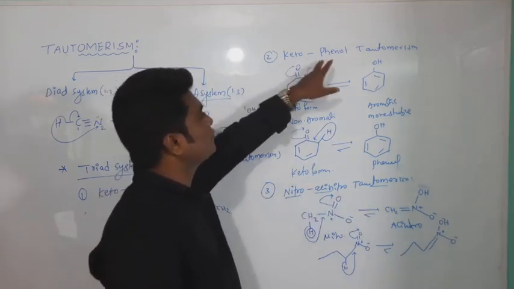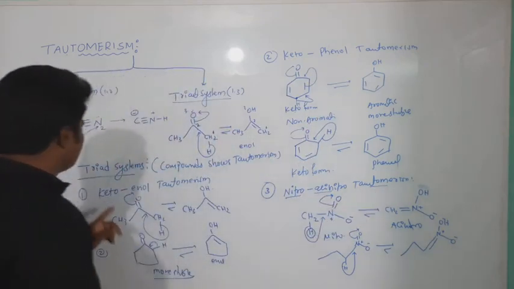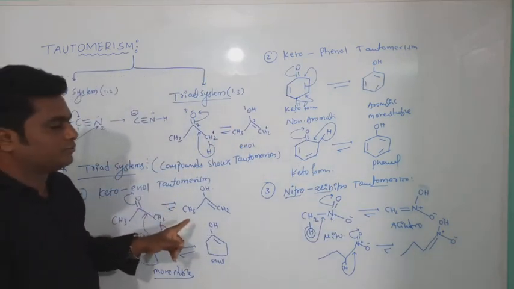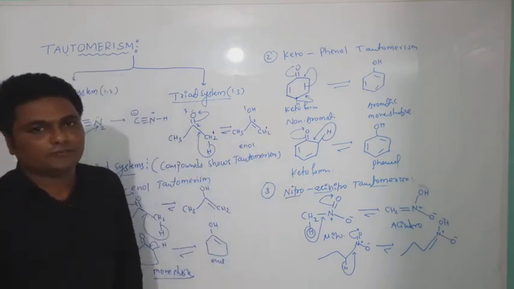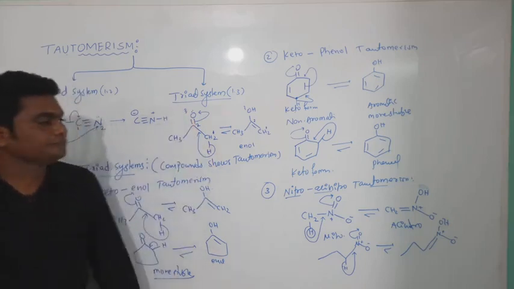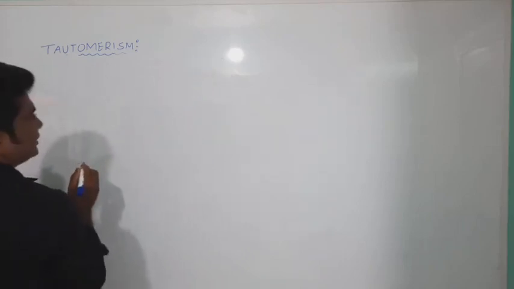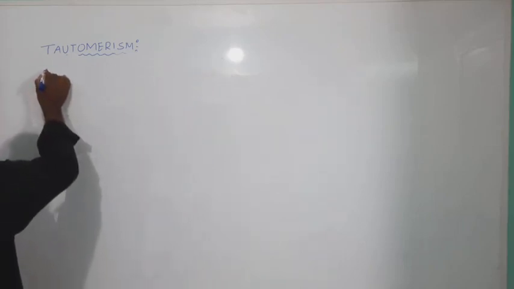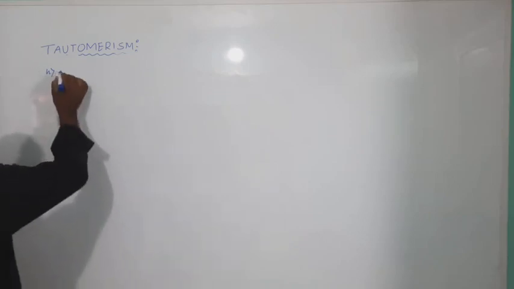All are tautomerism. See, this is a keto-phenol tautomerism. This is nitro-acinitro tautomerism. This is what? Keto-enol tautomerism. Okay. Around 7 types we have the tautomeric forms. We will discuss all the things. First complete it. Now see here. Next, that is the fourth one. Nitro-acinitro is over.